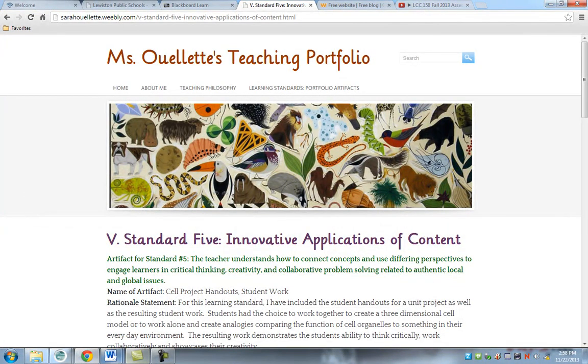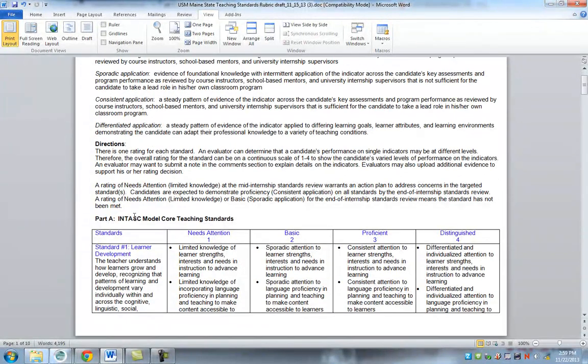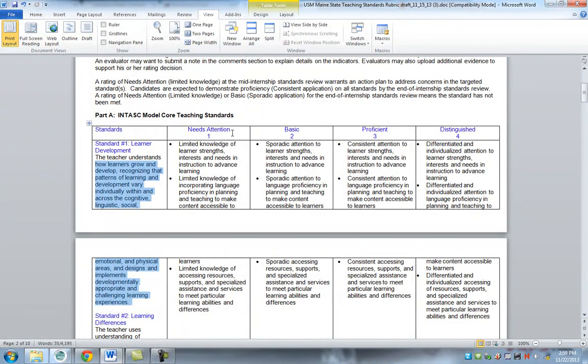Now, I'm going to send you this sheet with the standards. And this is the basic rubric. It starts with limited knowledge, sporadic application, consistent application, differentiated application. So those are the definitions and the directions. Here are the standards. Standard 1 is learner development. This tells you what learner development means all the way over here. If you only had a 1, that's because you had limited knowledge of how to do this thing. Basic knowledge here, proficient here, and distinguished. We're looking for these from you. I expect that from each of you.